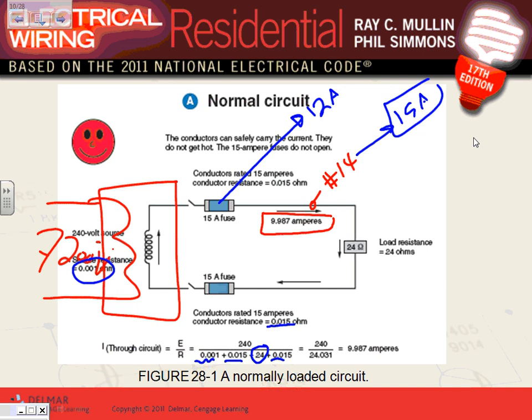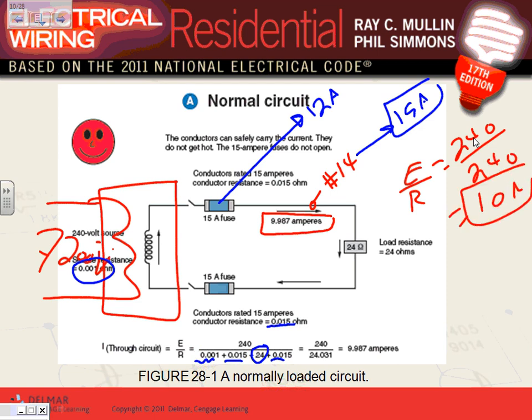So anyway, if you do all your math, you're going to find 9.987 for all practical reasons. That's why we assume it's always E over R, and it's always 240 over 24, and that equals 10 amps. This is what we do 99% of the time. We assume the impedance of the conductors are negligible, right? And if you can see 9.987 amps, I can easily make it 10 amps.